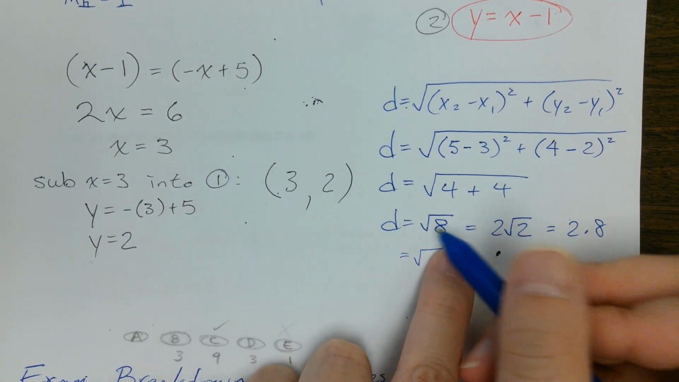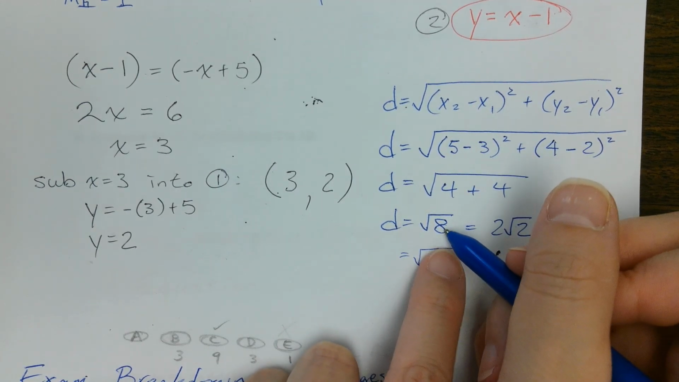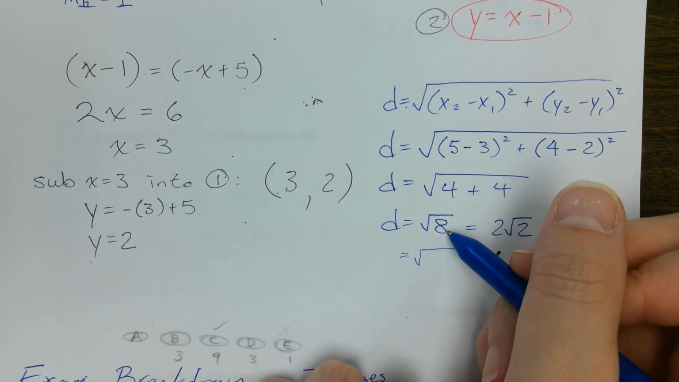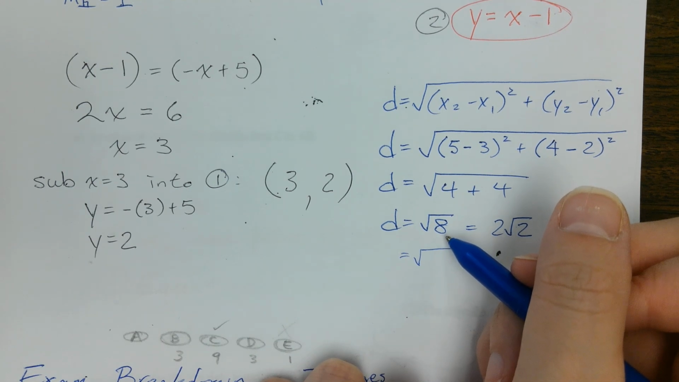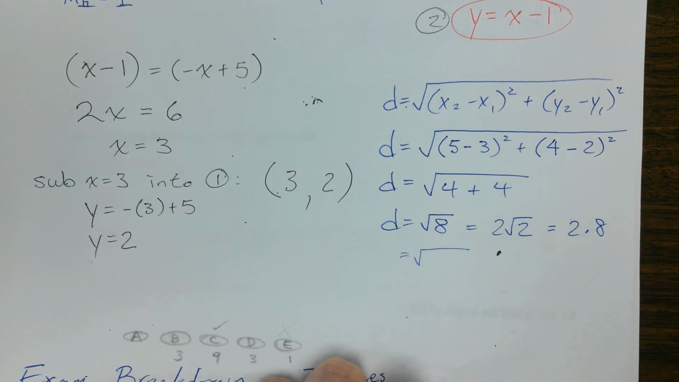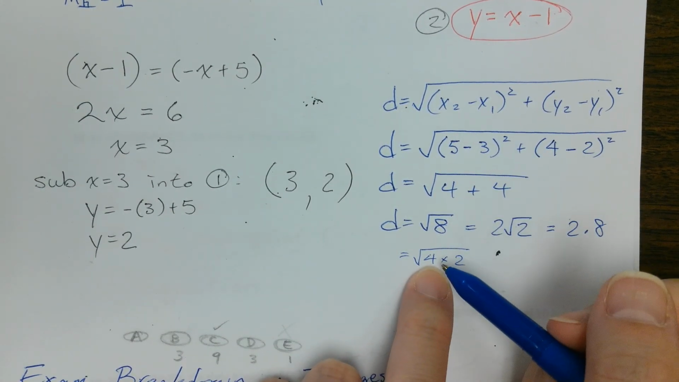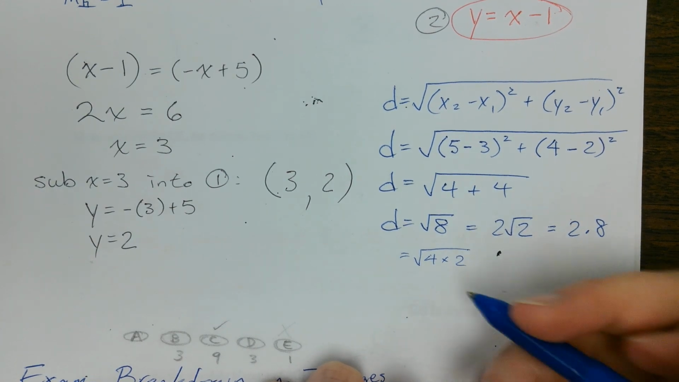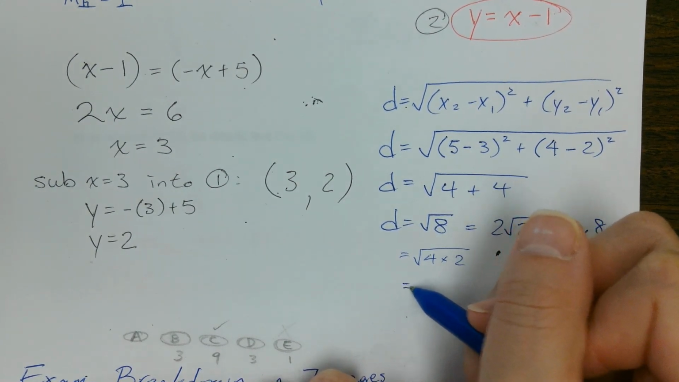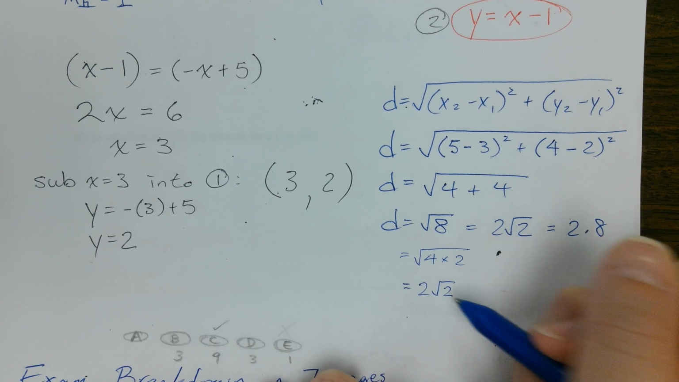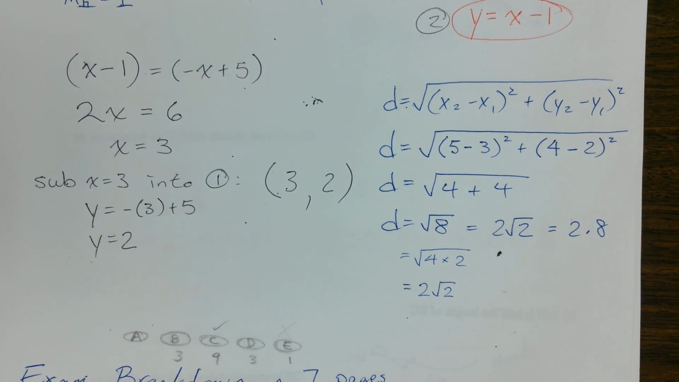But this, can you break it down? What times what gives you 8? So 4 times 2, right? What is the square root of 4? 2. So that's why you can bring it out and it becomes 2√2. So now you know for grade 11.